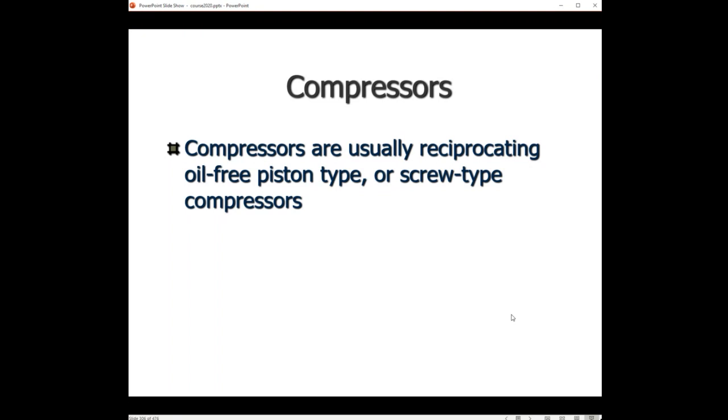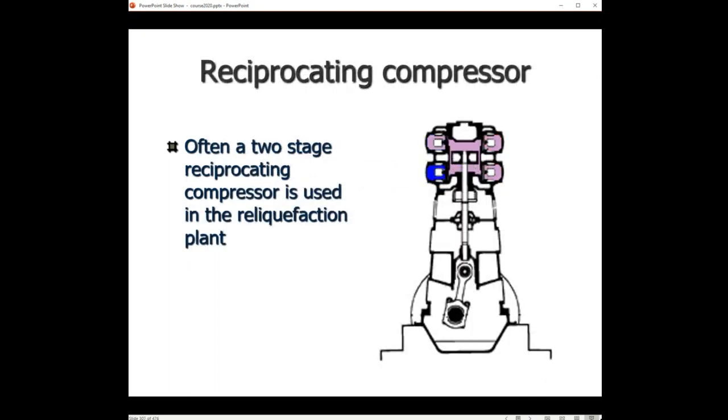Now I just want to add a small word on the compressors themselves. The compressors are, of course, increasing the pressure, but we have different possible systems. The first one is this reciprocating oil-free piston type. The second one is the screw type. The reciprocating system means that the piston acts in both directions. So it is compressing in the upward movement and it is compressing in the downward movement.